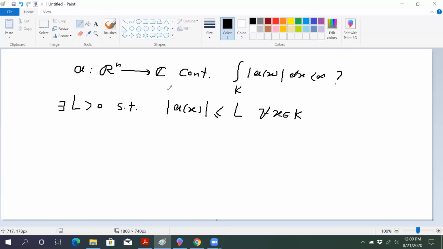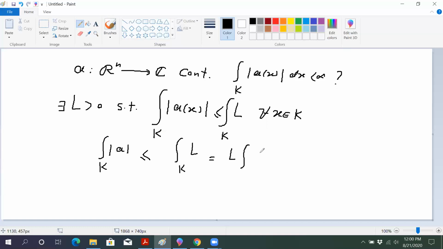Now you integrate on both sides. The integral of the absolute value of f on K is less than or equal to the integral of L on K, and this equals L times the integral of dx over K. Do you remember we said that this is finite, because the integral of 1 dx over K is the Lebesgue measure of the compact set K, which is finite. So you can see every continuous function is locally integrable.